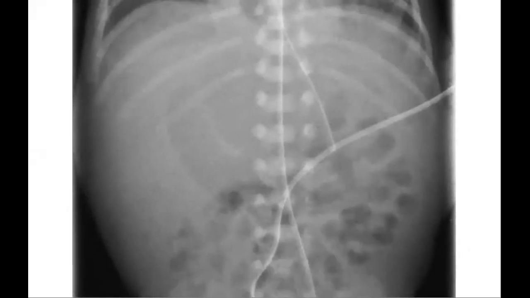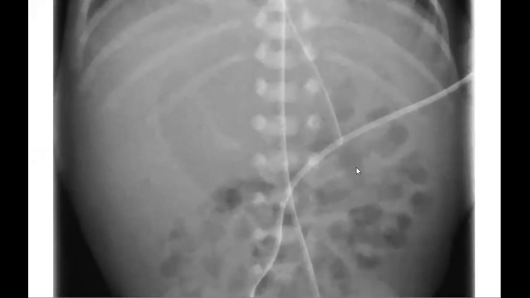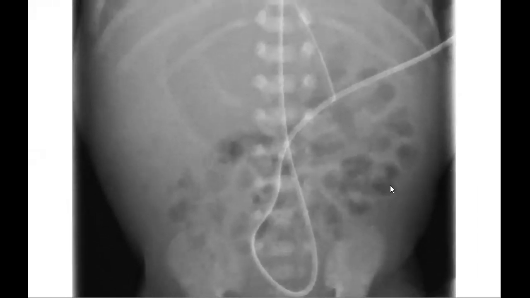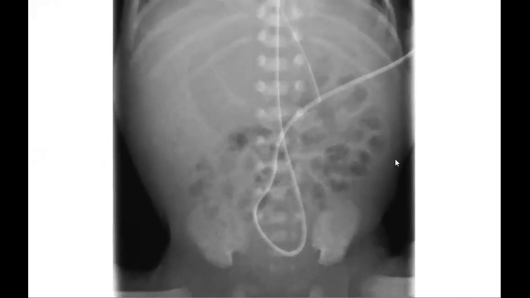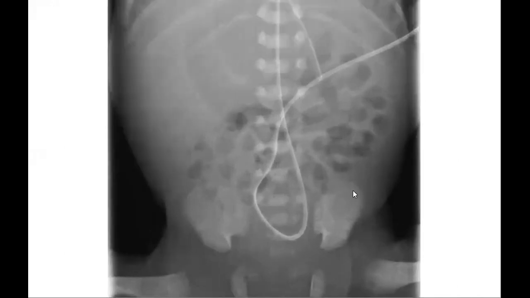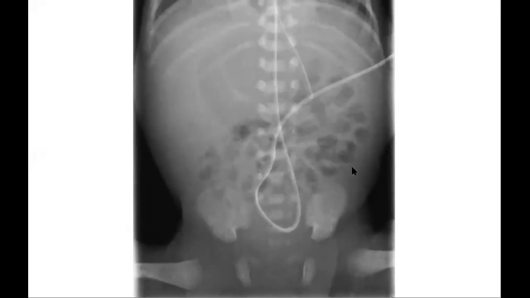Check for the lines and the tubes if you find any lines and tubes in the exam. And after that, check for any abnormal air. So if the air is outside, it will be pneumoperitoneum. Not very easy, but it is.